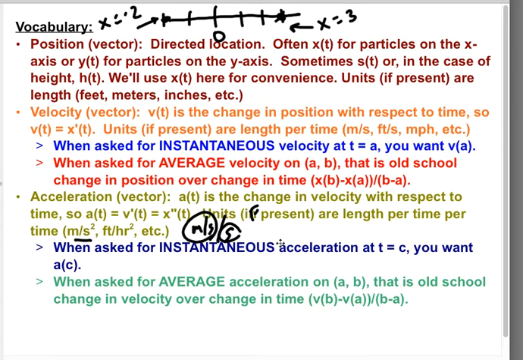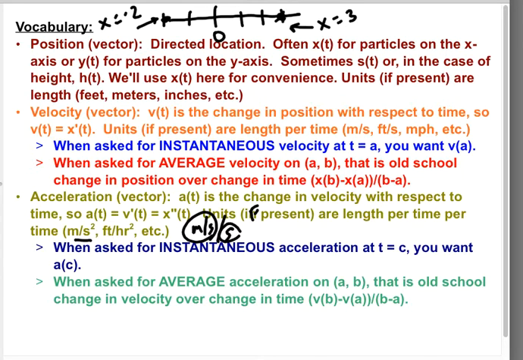If you're asked for instantaneous acceleration at some c, you would want a of c. If you're asked for an average acceleration, that's the change in velocity over the change in time, so it would be v of b minus v of a over b minus a on some interval from a to b.